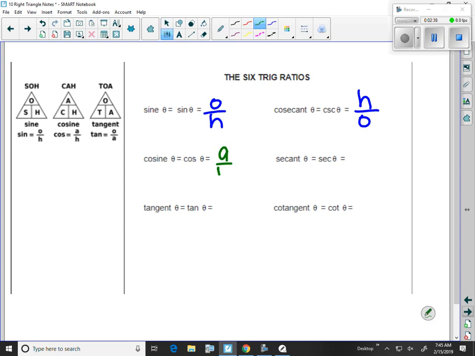Cosine is adjacent over hypotenuse. Opposite of cosine is secant, S-E-C, secant. And we would flip that cosine and get hypotenuse over the adjacent side. Lastly is tangent, which is opposite over adjacent. Cotangent would be adjacent over the opposite side. Okay, we're going to use those in an actual triangle on the next page.